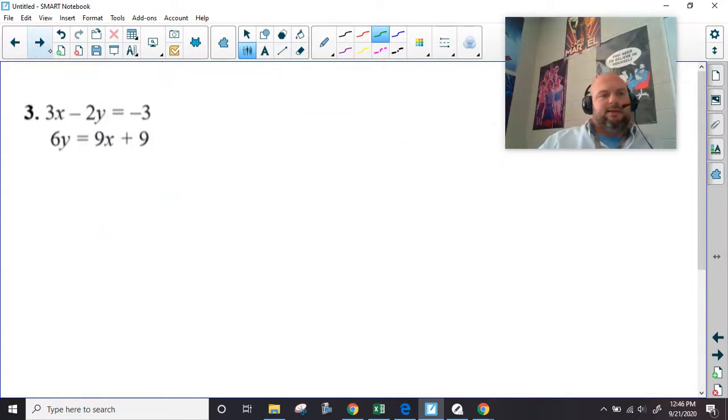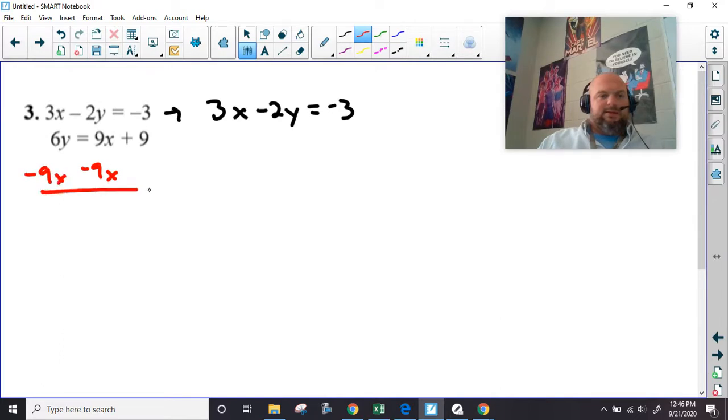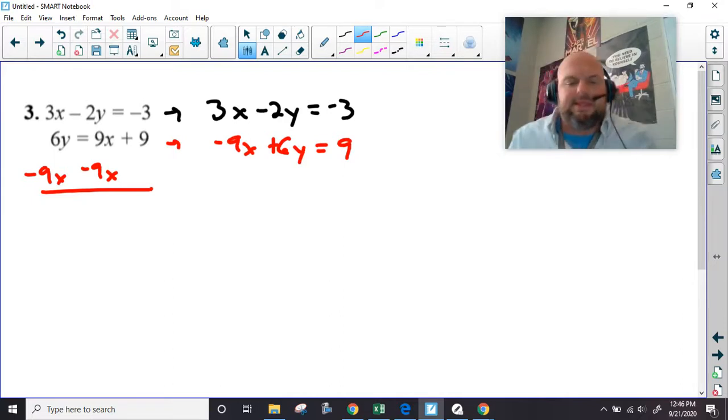All right. This one is not aligned. If you look at it, again, I want to leave this one alone for now. Now, to get this one lined up, I have to subtract 9x. So now I have 9x plus 6y equals 9. Now, you get to choose which one you want to get rid of. You could choose x, you could choose y. I have lots of people that are like, get rid of the x.